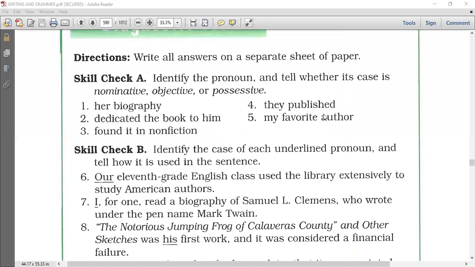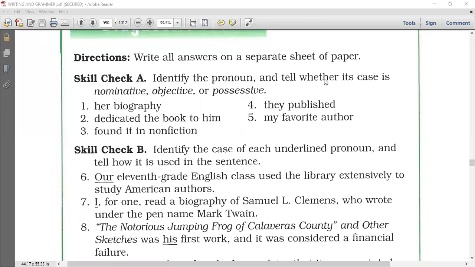Okay, Kiara, number one. Possessive. Possessive, very good, because her biography, possessive. Thank you, Kiara. Number two, Yasin. Objective. Objective, dedicated the book to him. It's the object of a preposition. Thank you. Mariam al-Naqib, number three. It's objective. Objective, found it. It follows a verb. Thank you, Mariam.